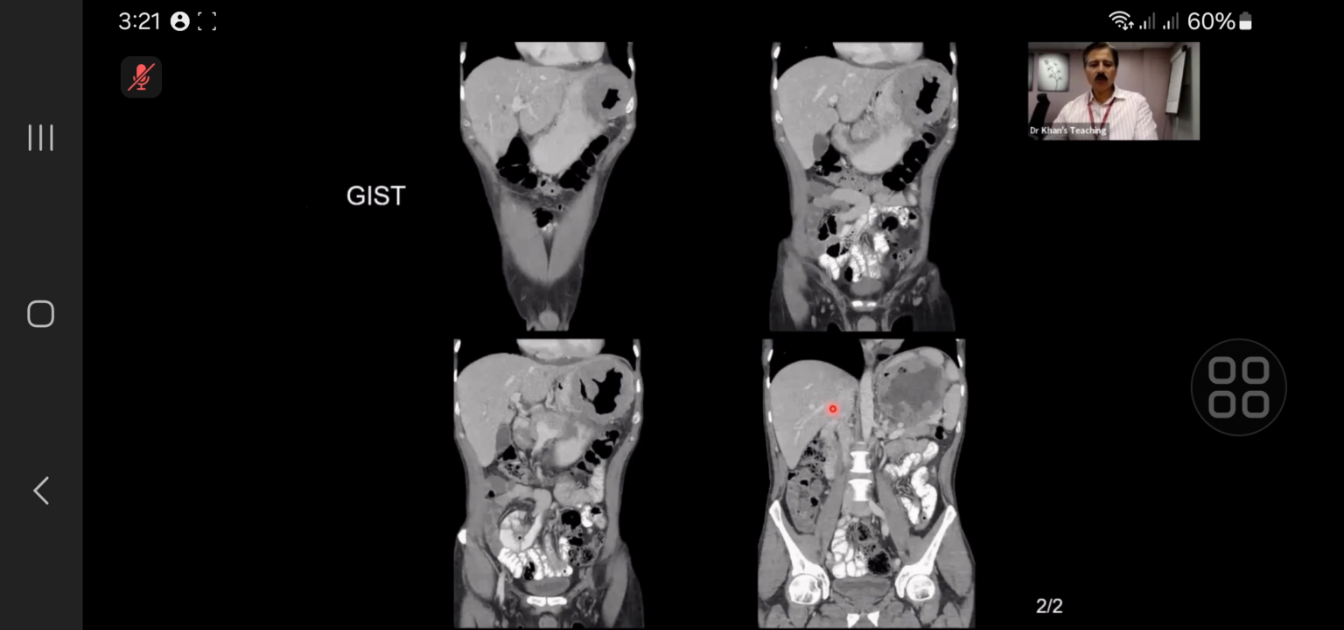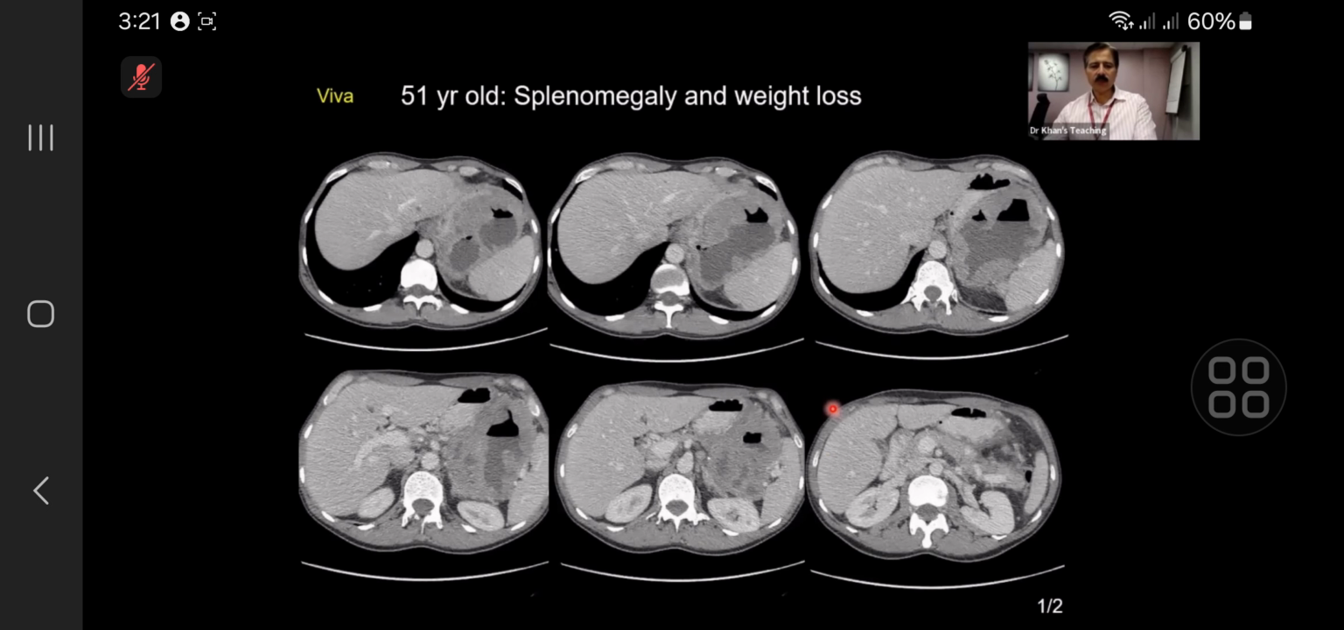Okay, well done. So with GIST, you have to remember that GIST can be exophytic, and they will grow outwards. And if you don't know it, you will always be confused. And this is a very, very good film, very good case. If you see here, this is the stomach lumen. And what happens in exophytic GIST is that the central part of the GIST can necrose. And then it will communicate with the lumen. And you can see these air fluid levels and things like that. So this is an exophytic GIST.